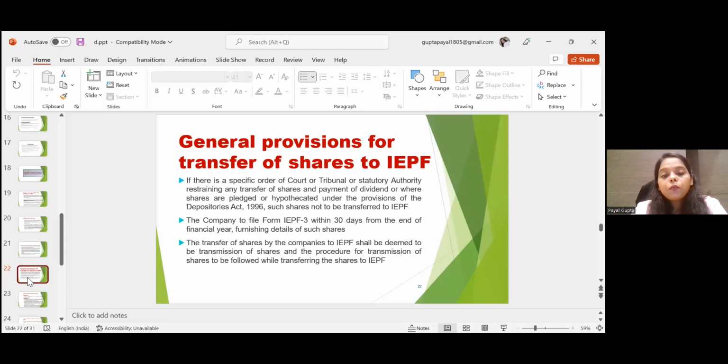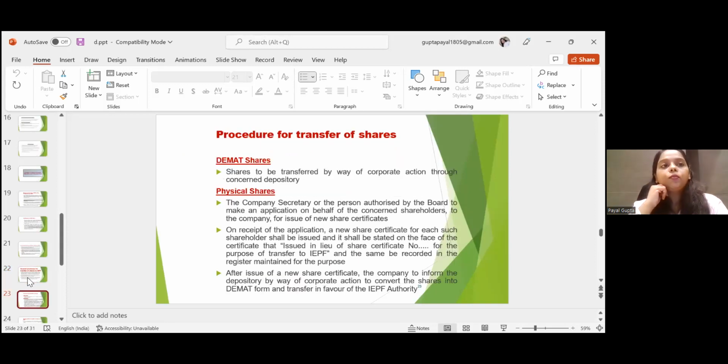The transfer of shares by the company to IEPF shall be deemed to be transmission of shares and the procedure for transmission of shares is to be followed. The transfer we are doing to IEPF, we will treat it as a transmission of the shares. Demat shares to be transferred by way of corporate action to the concerned depository. Here, demat will be treated by corporate actions. That is, the company has to give declaration of the same through corporate actions to the concerned depositories.